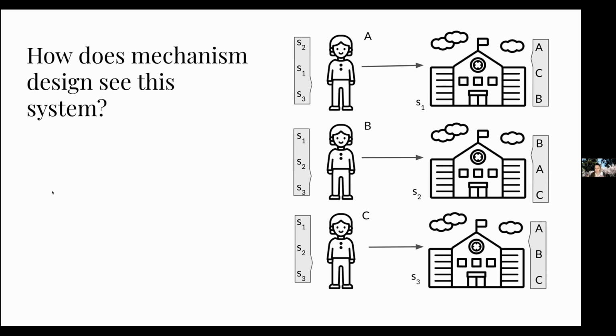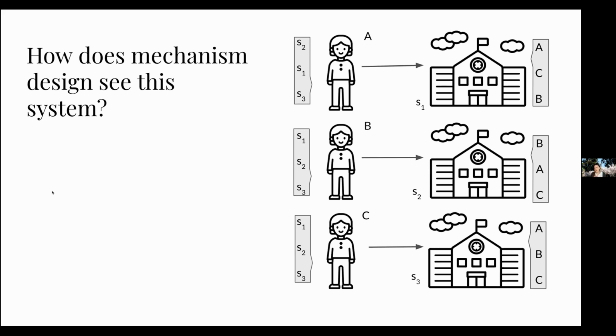Mechanism designers see the system as a two-sided market. On the one side, you have students, and they have preferences over schools. On the other side, you have schools, and schools have preferences for students. In the case of an elementary school, they don't have preferences for individual students, but they might have preferences like we want to take siblings of current students first, or we want to take historically underserved students in the district.